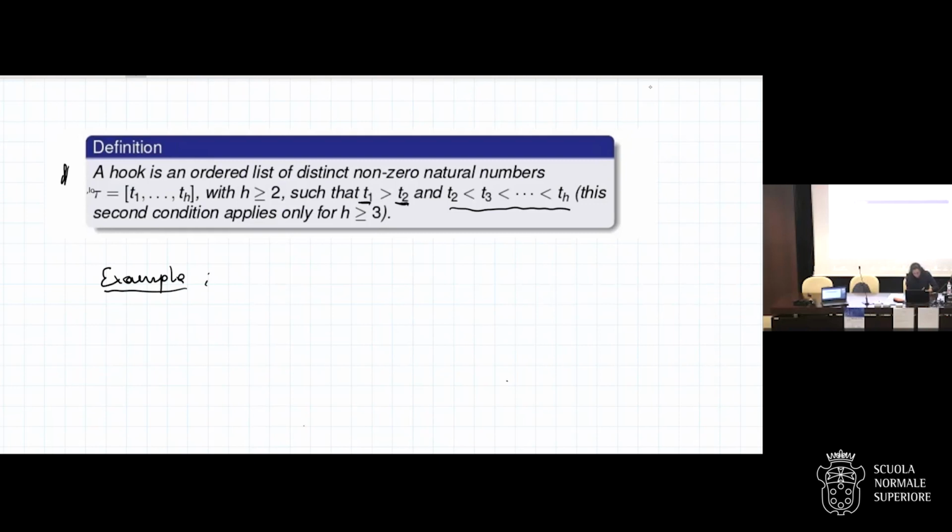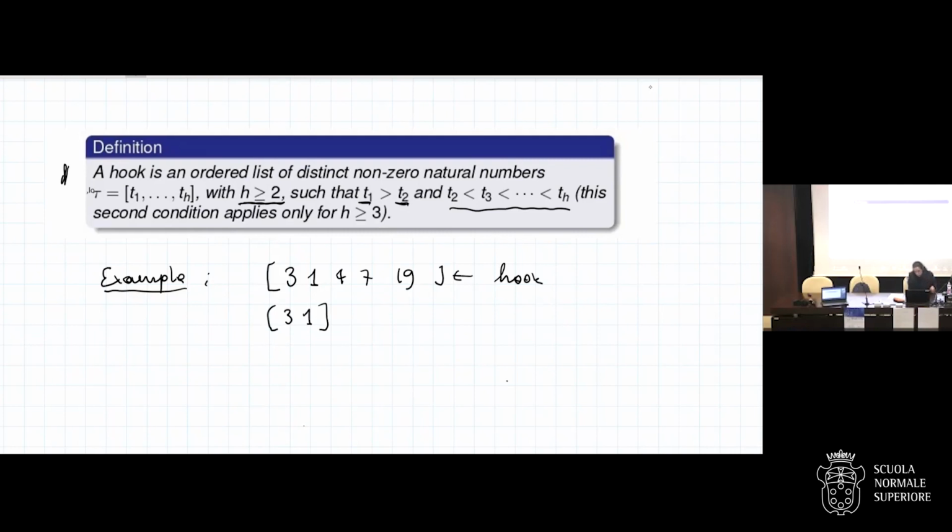For example, we want to have 3, 1, and then 4, 7, 19. This is a hook. Just notice that we have to have at least 2 elements in this list in order to define a hook. So also 3, 1 is still a valid hook.